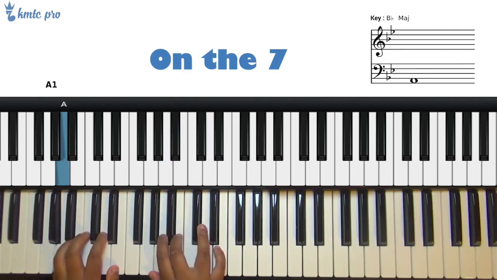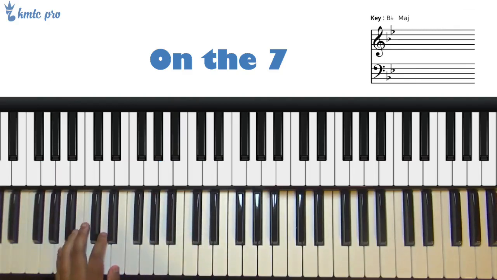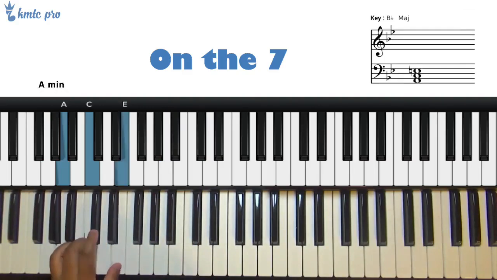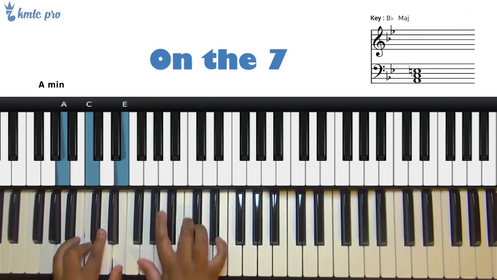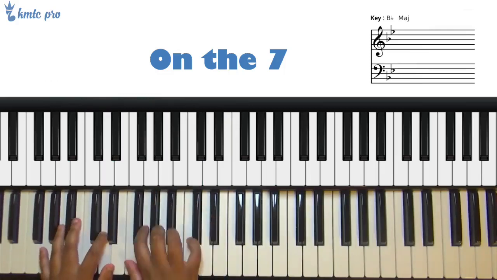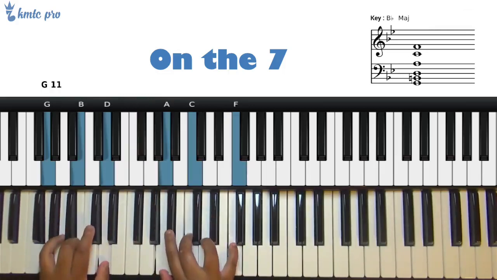Okay, so form a minor 9th. How do I form a minor 9th? Find the 5th tone of the minor chord. So 1, 3, 5. So play an E minor. Play that E minor on top of the A minor. So that's my 7. That's my 3. And that's my 6. All right.